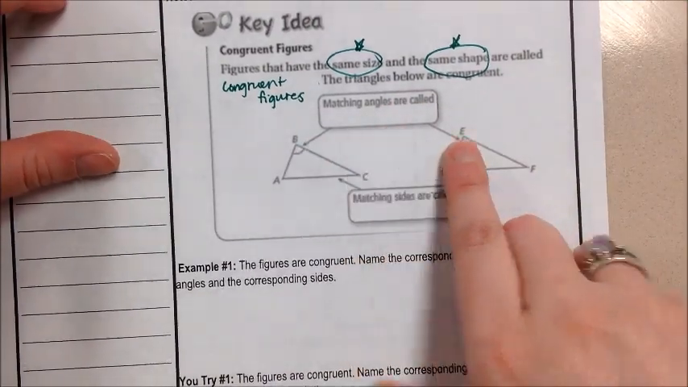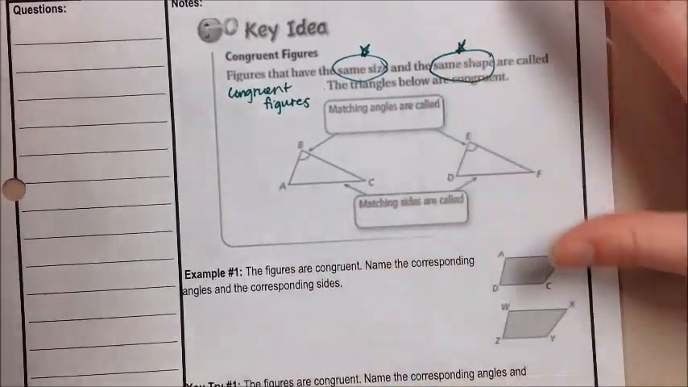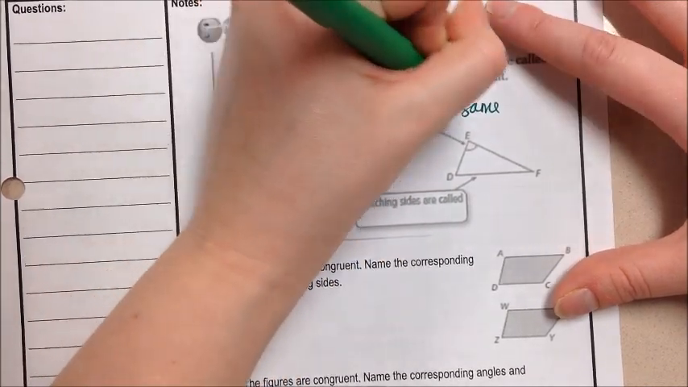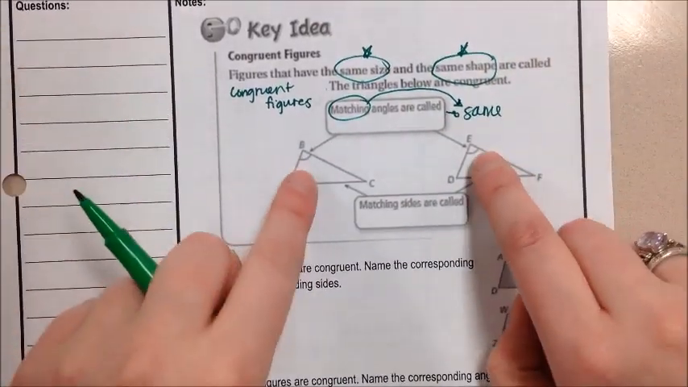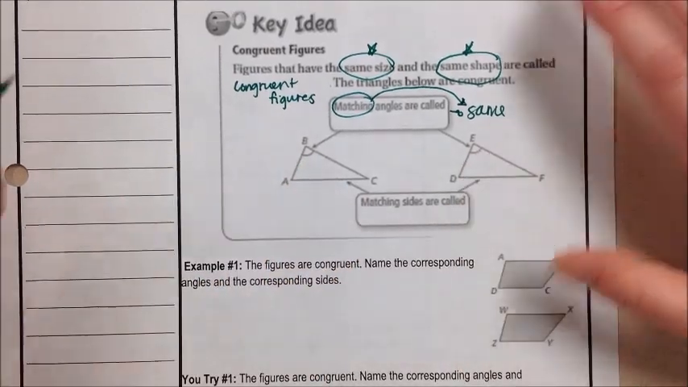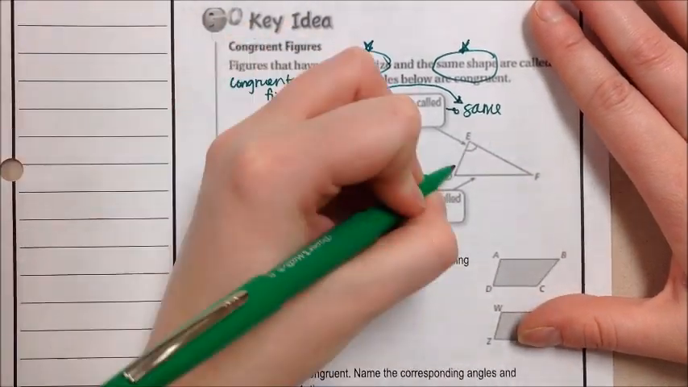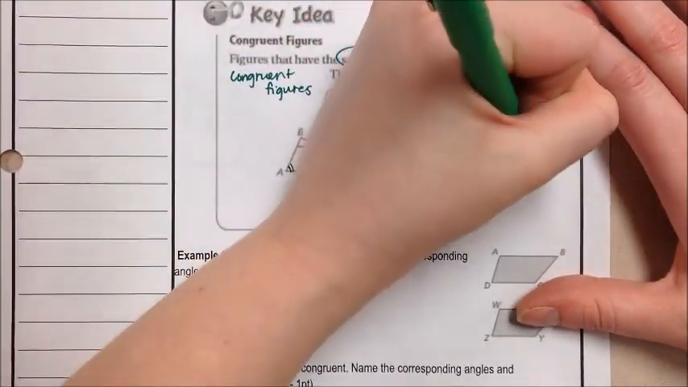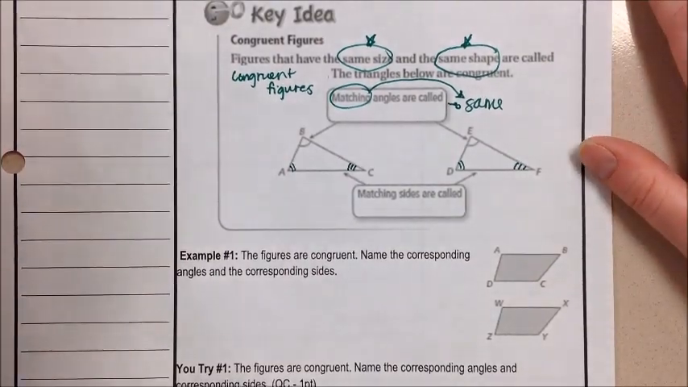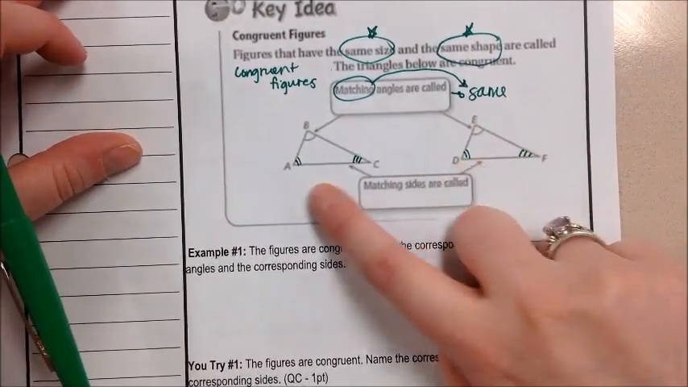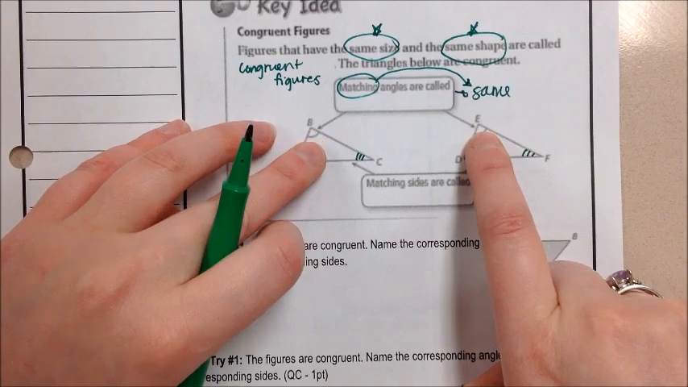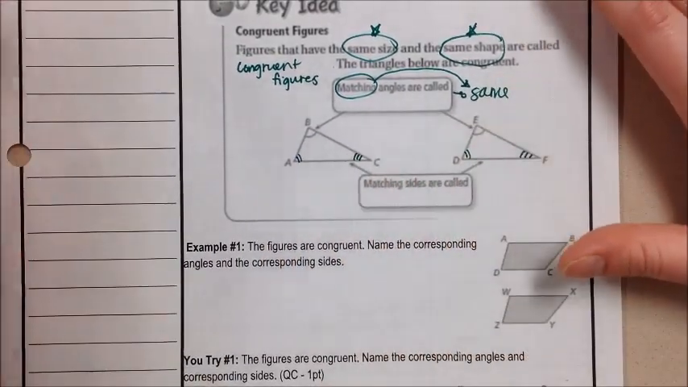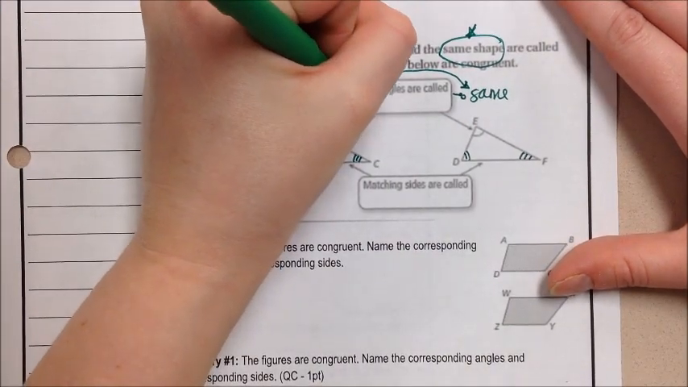Okay, when we have matching angles, and the way that we know that they're matching, when I say matching, I mean same, they have the same number of lines. So if I wanted to say these two angles were equal, I would have 2. If I wanted to say these two were equal, I would have 3. I wouldn't want to put 1 line here again, unless those were equal to those. Okay, so matching angles or the same angles are called corresponding angles.